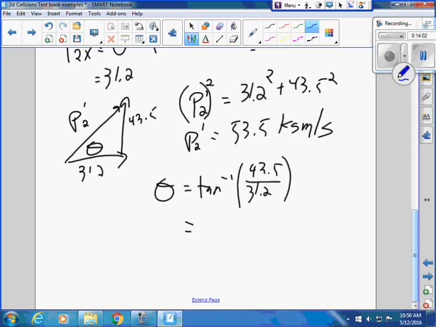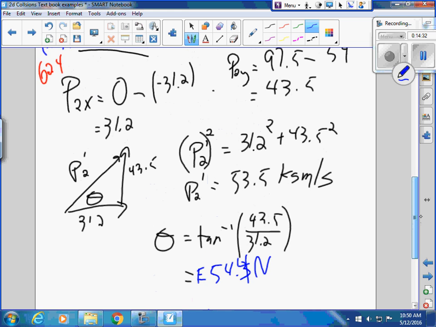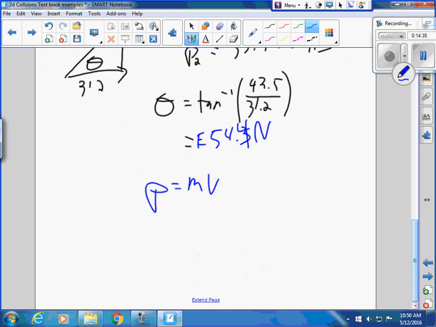Angle, 35.6. No, the opposite of that, Bennett. What is it? And that's going to be east, 54.3 north, right? I just listened to you. 54.4. Okay, but what is the actual velocity? P equals mv, so I take this number here, 53.5.